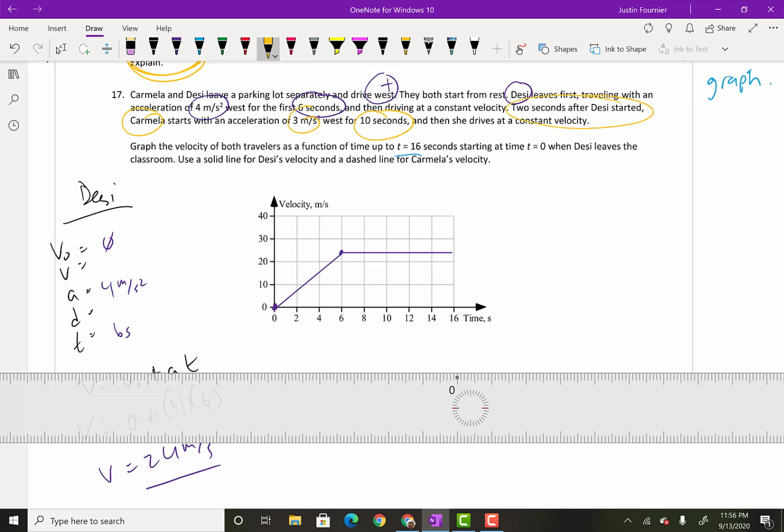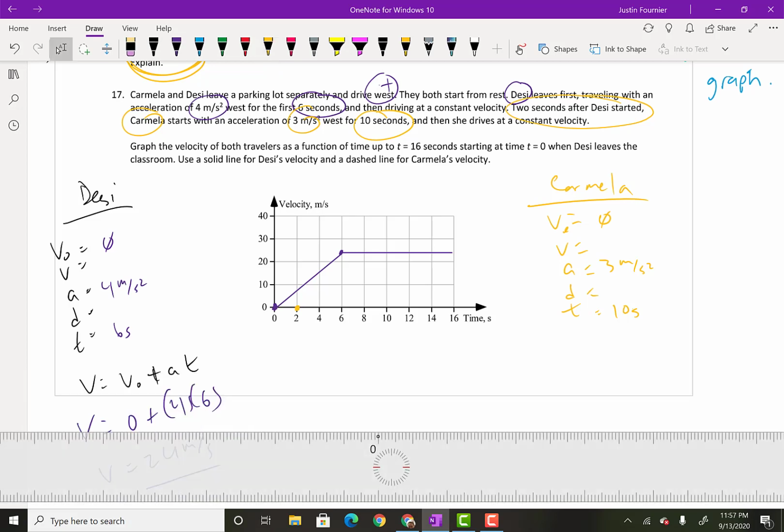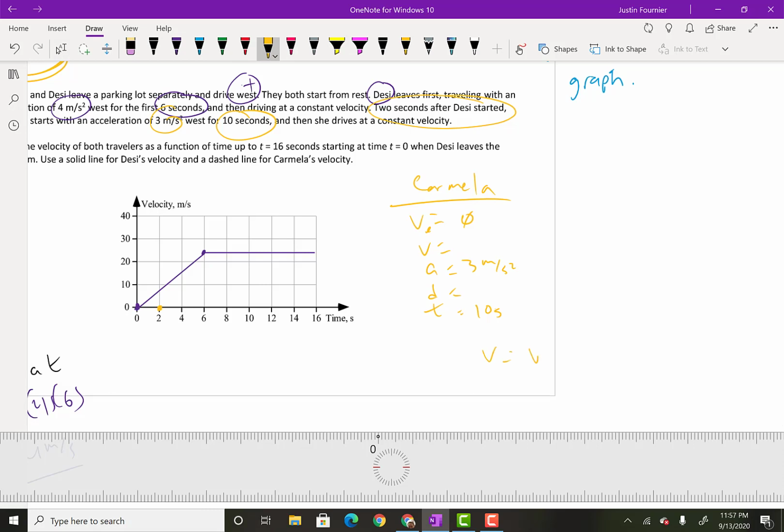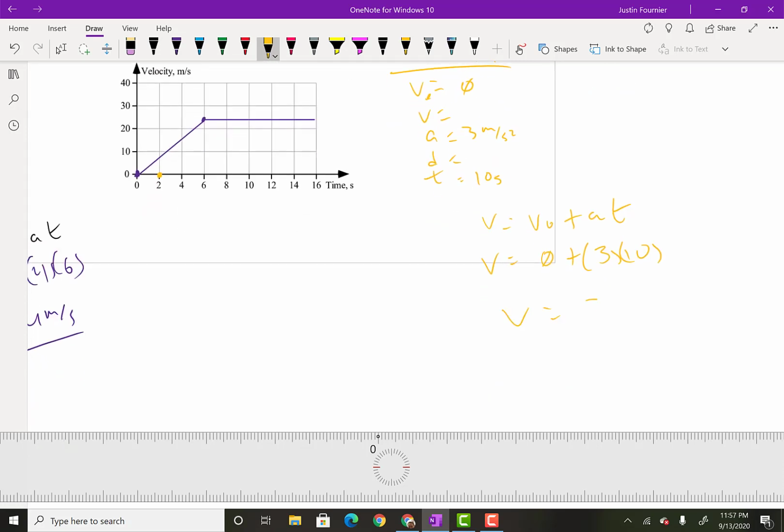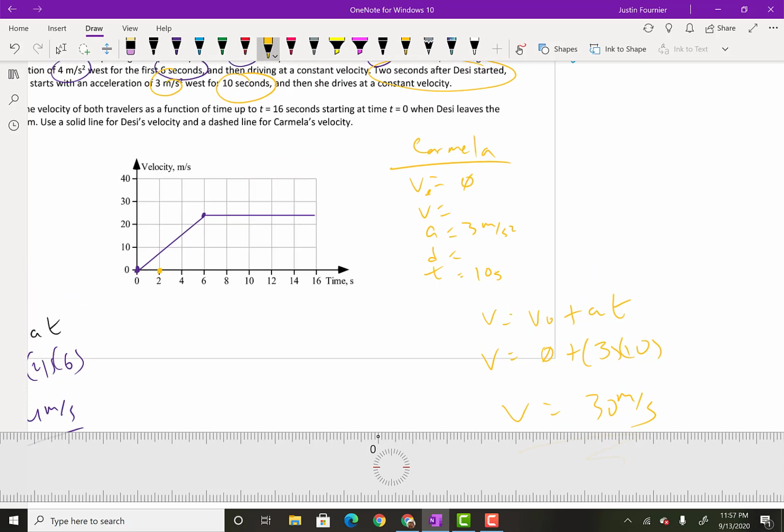2 seconds after Desi started. All right, let's try this. So 2 seconds after Desi started, Carmela, again, starts from rest. So here's Carmela and her v-v-a-t table. She is also starting from rest. She accelerates at 3 meters per second squared for 10 seconds. So again, I'm going to use v equals v naught plus a t. v equals v naught, which is 0, plus the acceleration, which is 3, times her time, which is 10. So her final velocity is going to be 30 meters per second. That's 10 seconds afterwards, so it's at 12 seconds there, because remember, it's 10 seconds after she starts, which was 2 seconds later. So 30 meters per second, she's going to be here.